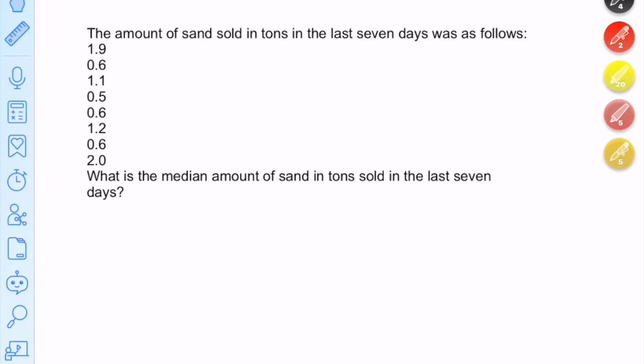The amount of sand sold in a ton in the last 7 days was as follows: 1.9, 0.6, 1.1, 0.5, 0.6, 1.2, 0.6, 2.0. What is the median amount of sand in tons sold in the last 7 days? I'm going to start by reordering these numbers from least to greatest.